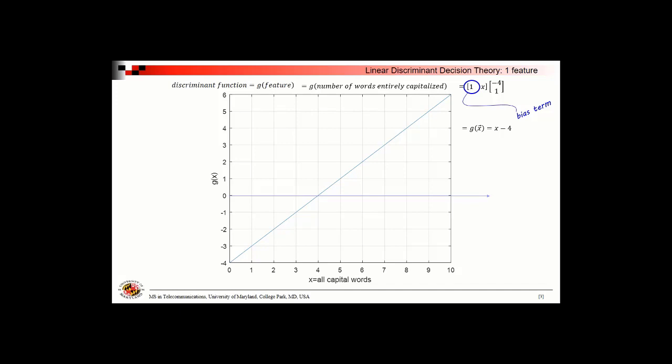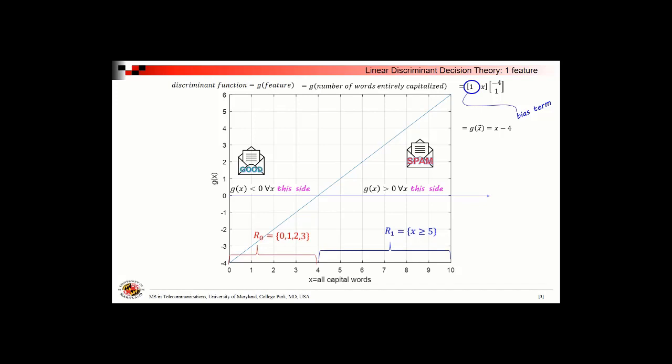So our discriminant function for our single feature is x minus 4. If the discriminant function is positive for some email, then that's a spam email. If it is negative, then the email is not spam. So the set containing all of the feature values that would classify this as spam is 5 words that are entirely capitalized, or 6, or 7, or 8, or indeed anything greater or equal to 5 will be classified as spam for this single feature.